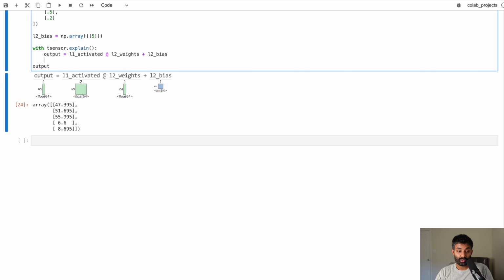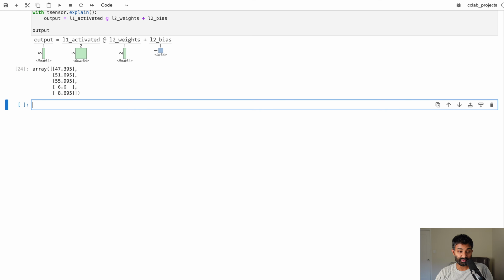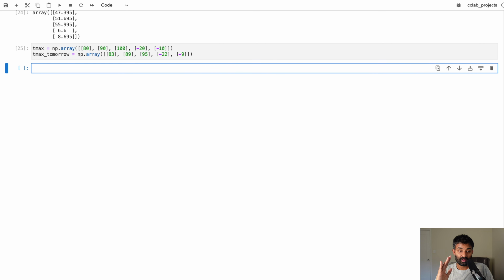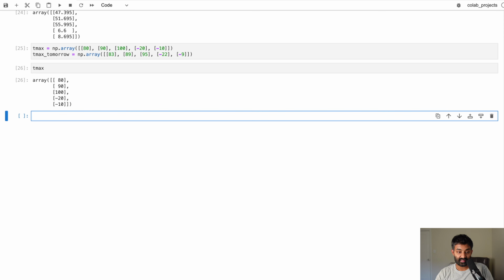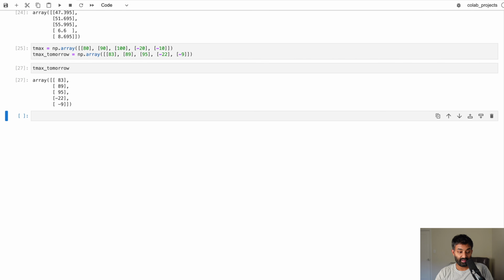All right, so the way we do it is we have our output. Now we can use mean squared error to find the error between our output and the actual values. Okay, so let's say these are some Tmax and Tmax tomorrow values. So this is essentially a lot of rows and 1 column is the way to think about it. It's a little bit hard to define this in NumPy. So there you go. That's Tmax and Tmax tomorrow. So our Tmax tomorrow values.